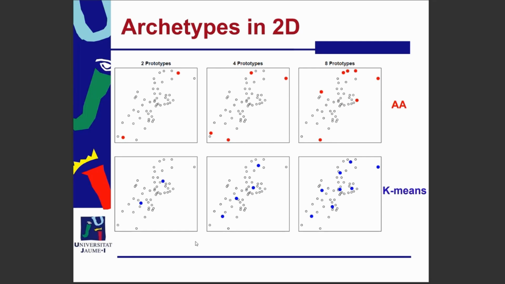Here we have an example of archetypes in 2D, and we can see the differences between archetypal analysis and K-means. We have the results for 2, 4, and 8 archetypes, and 8 prototypes. With K-means, we have the representatives in the middle of the cloud. But with archetypes, we have the representative points on the boundary of the convex hull.